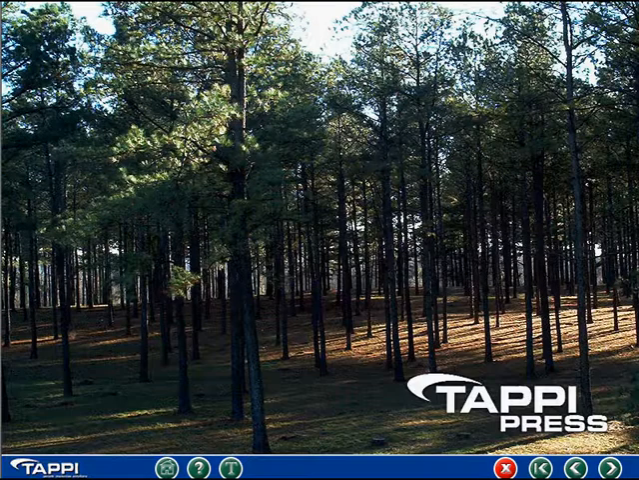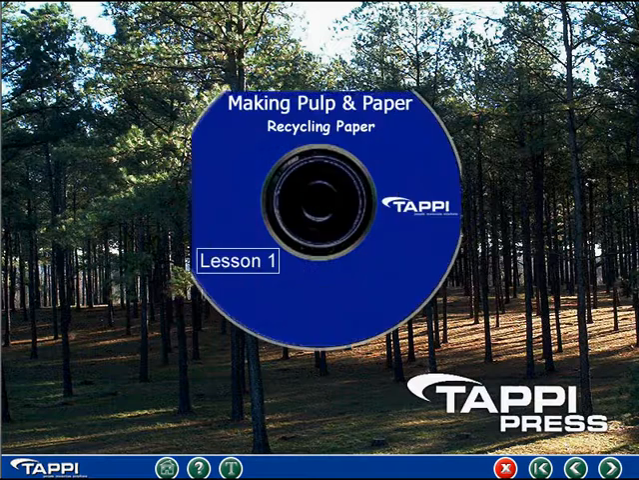This is Module 8 of Making Pulp and Paper. This lesson is entitled Recycling Paper.